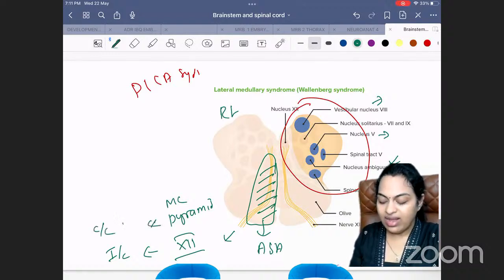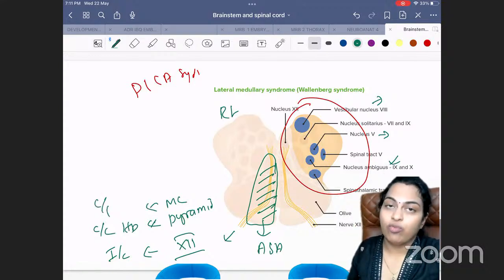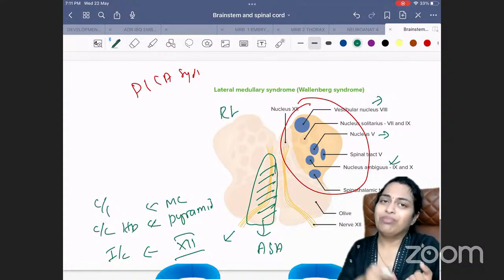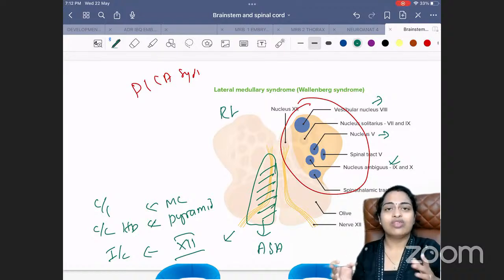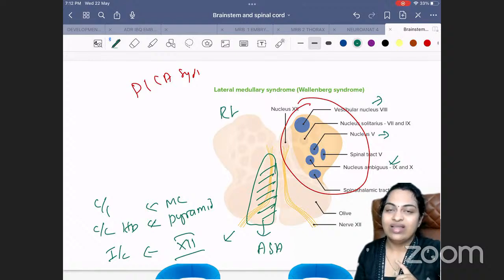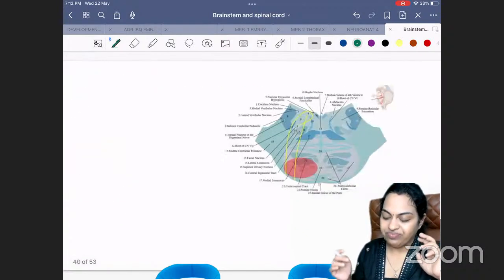Pyramid, contralateral hemiplegia. Medial lemniscus, again crossed fibers of the posterior column. So loss of vibration, proprioception, discriminative touch, stereognosis, two-point discrimination on the opposite side, on the left side. Got it? So these are the two important syndromes related to the medulla.